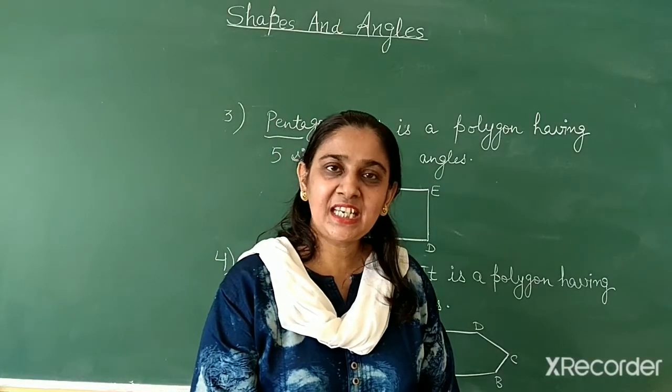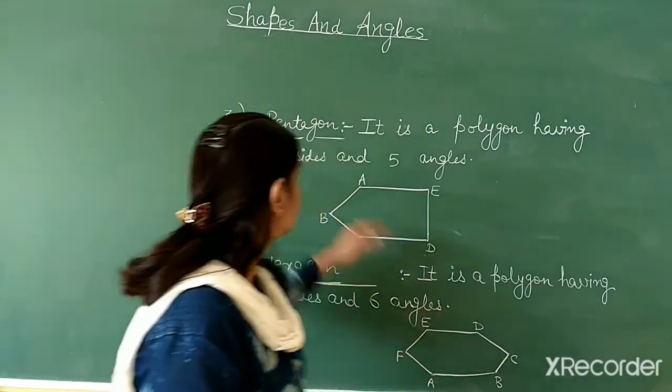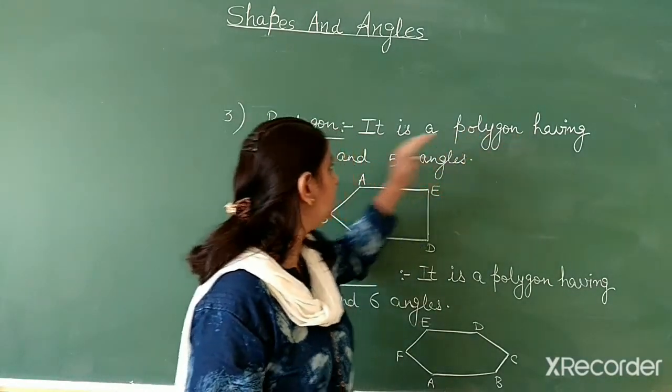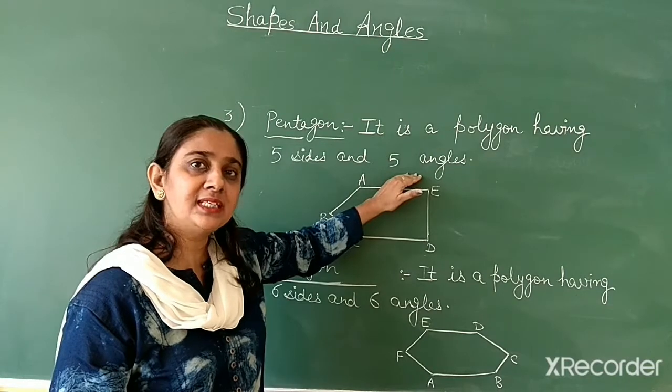Now children, the next type of polygon is pentagon. Penta means 5. So pentagon is a polygon which is having 5 sides and 5 angles.